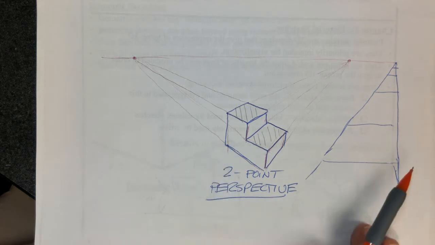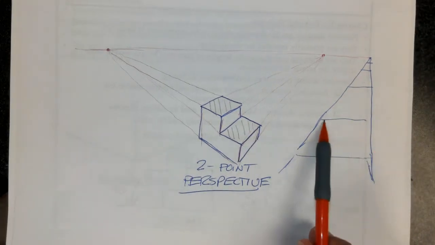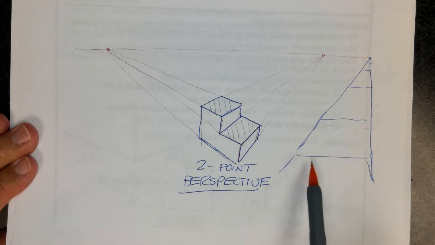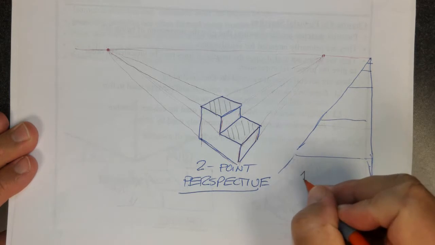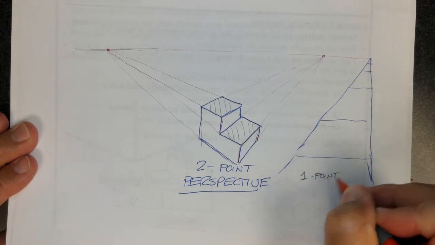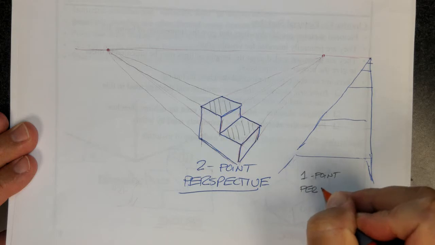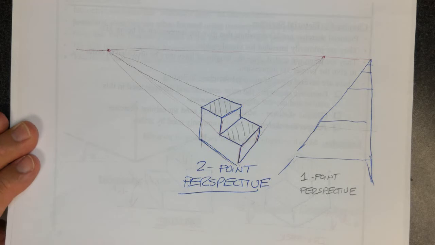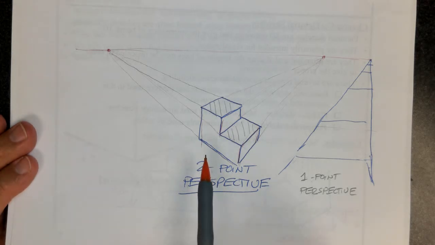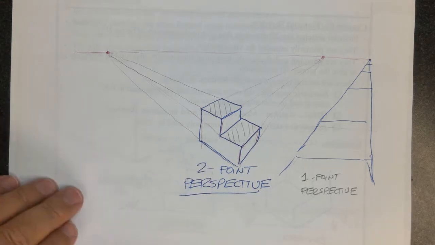Okay? Maybe you've seen the famous railroad track, right? The railroad track. It originates from 1 point. Okay? This is actually called a 1-point perspective. Okay? So again, we're not going to do this in this class, but keep in mind this is also a pictorial. It's a picture.